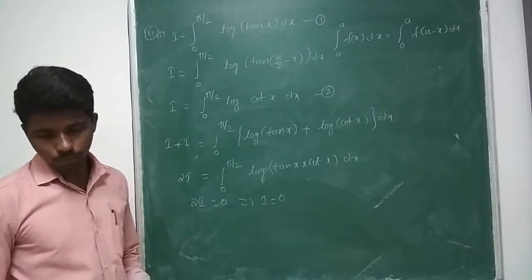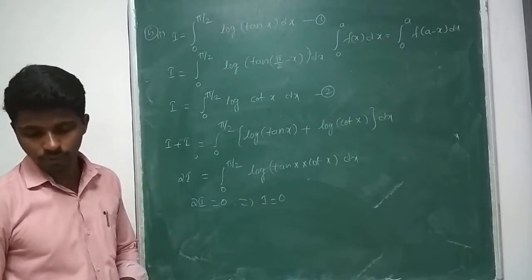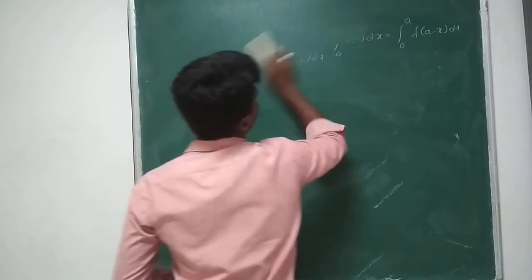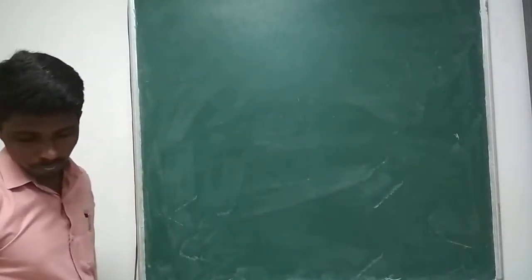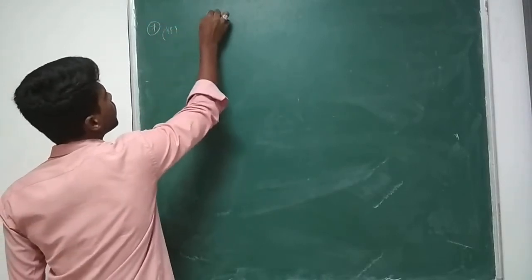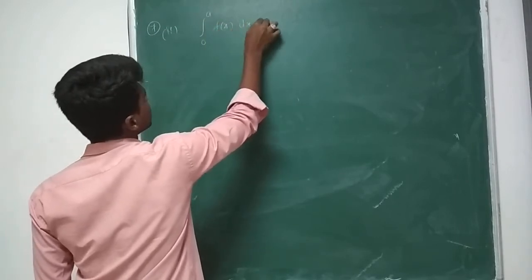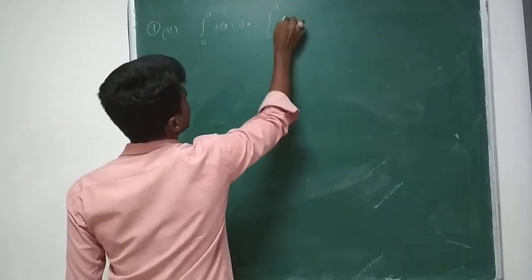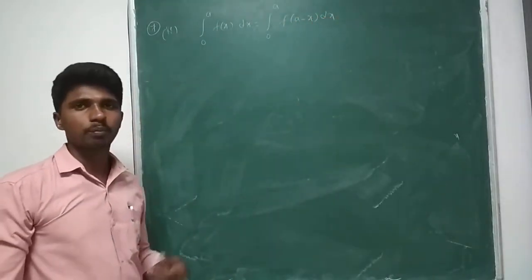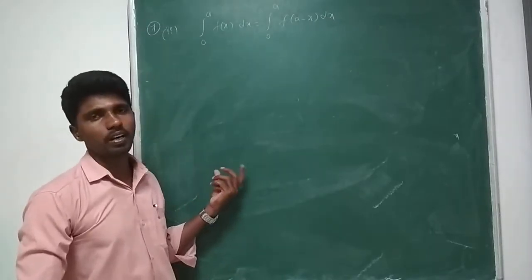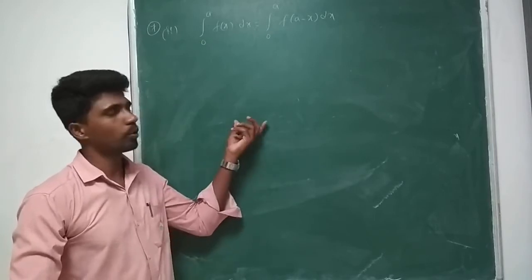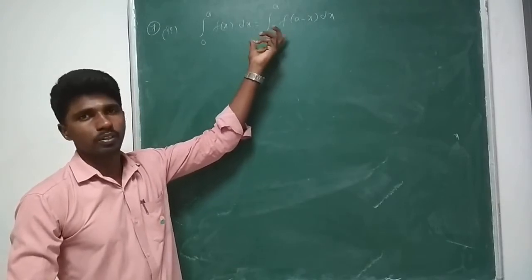Now prove that integral 0 to a f of x dx is equal to integral 0 to a f of a minus x dx. This is the formula I used in previous problems, and now they asked us to prove it. Already we discussed the proofs in the beginning while explaining the properties. So follow the properties and use the proof to prove it.